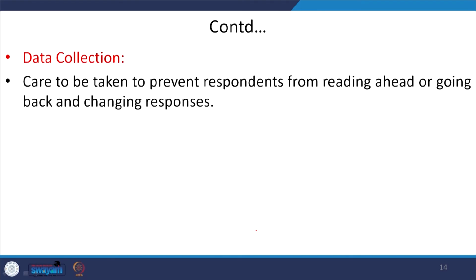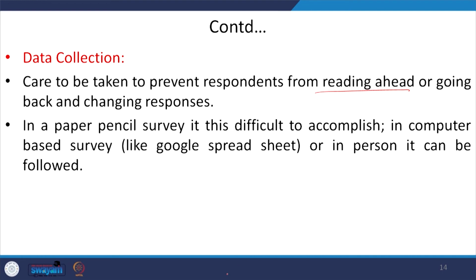So far as data collection is concerned, we need to be very careful, especially so that we can prevent the respondents from reading what is written ahead of the current one they are reading. That means we need to prevent respondents from reading ahead what kind of questions are in the next pages, and we need to be very careful in preventing them from going back to the previous questions and changing their responses, because in that way they may change their responses by being biased.